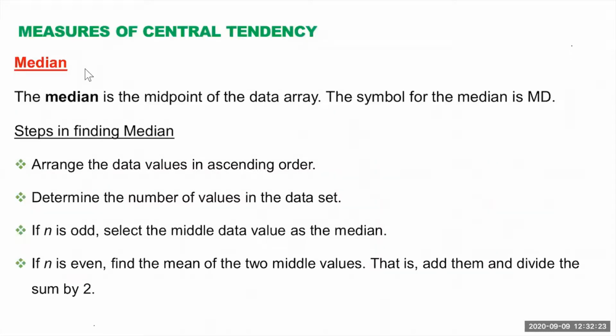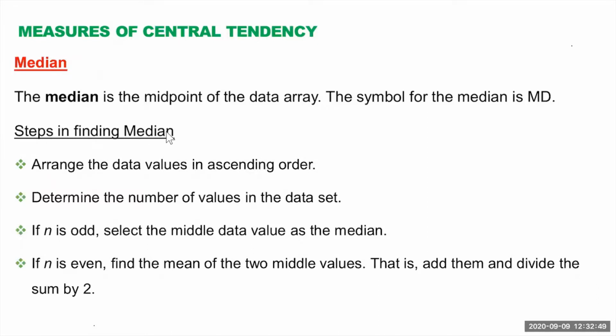Median, this is the second type of measure of central tendency in this chapter. When we say median, median is the midpoint of array data. It is the middle value of the given data. And the symbol for the median is MD. And here we have the steps to find the median. I'm going to read these steps quickly and apply them in the example.